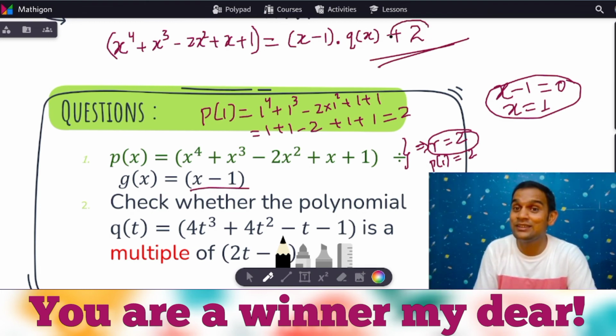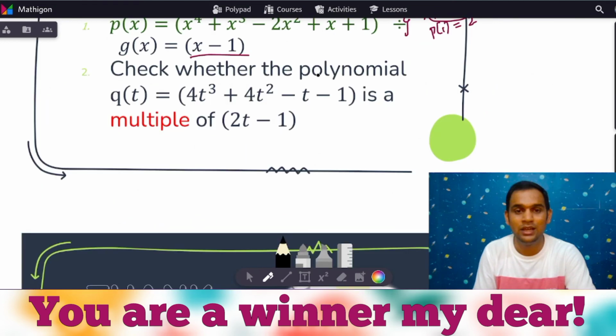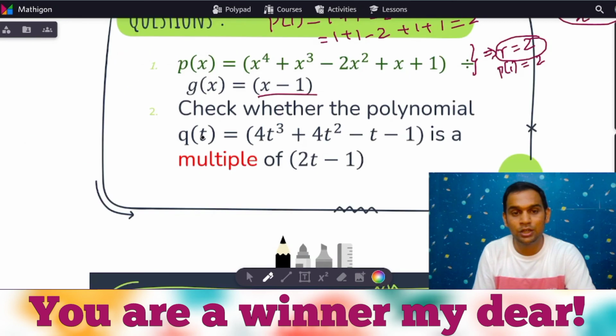Now, if this remainder had been 0, we could say that this divisor x minus 1 is a factor of this particular polynomial, or this polynomial is a multiple of x minus 1. I hope that makes sense. Yes. Let's try to do the second question. The second question says we have to check whether the polynomial q of t equals 4t cube plus 4t square minus t minus 1 is a multiple of 2t minus 1. We can only say that when the remainder is 0.